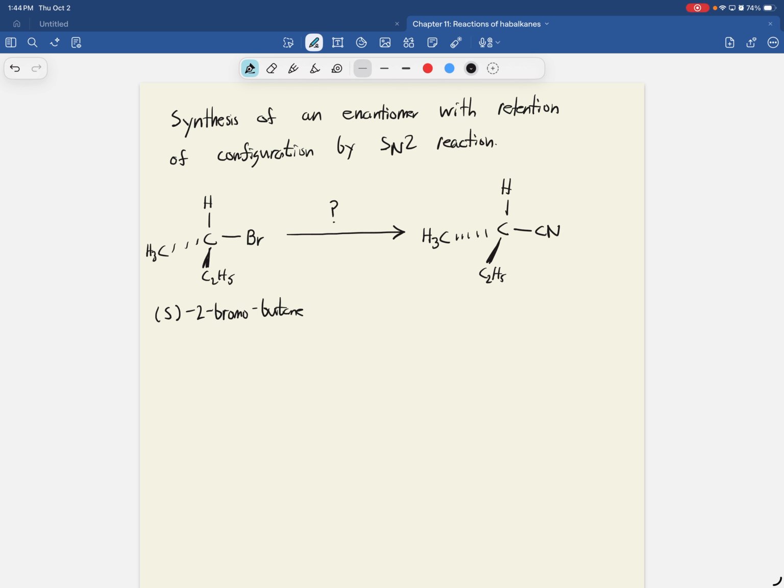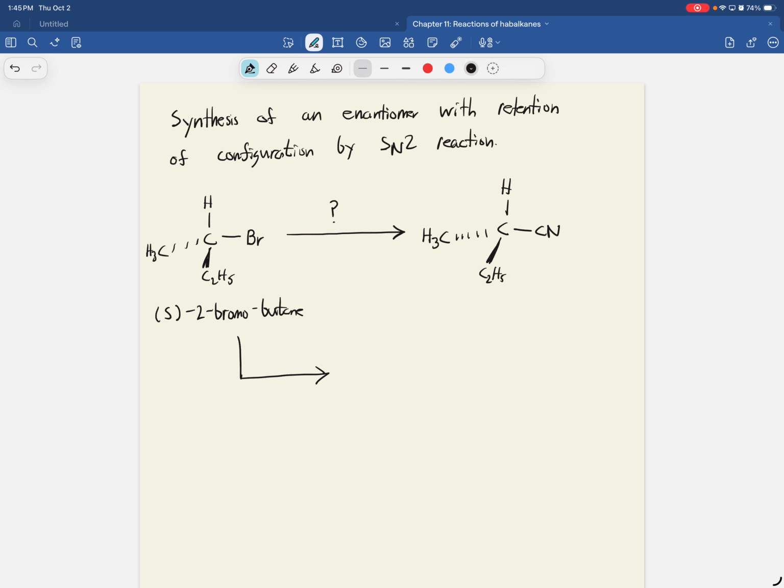All right, so first thing I would do is convert this to a different leaving group. You can't just put sodium bromide. It won't displace bromide because that's the same thing. You'll just get the same product, so there's no net gain to do that. There's no net gain in energy. There's no driving force.